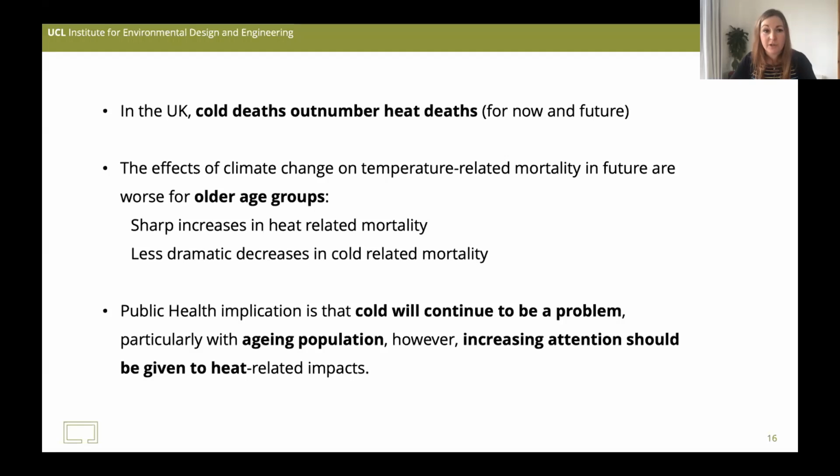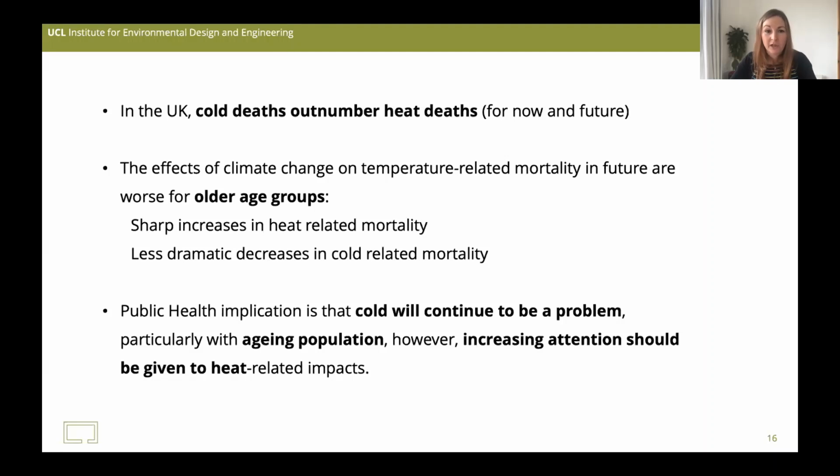We also showed that the effects of climate change on mortality are worse for older age groups, and we saw sharp increases in heat-related mortality in future, but less dramatic decreases in cold mortality. So this work was carried out with Public Health England when I was based at Public Health England. And we had to think quite carefully about the kind of messaging that we gave from this study, because quite often we would do a piece of work and it would get distilled down into maybe one or two sentences.